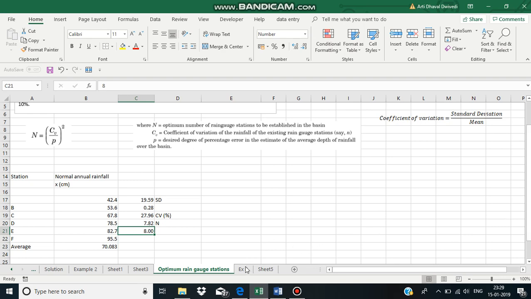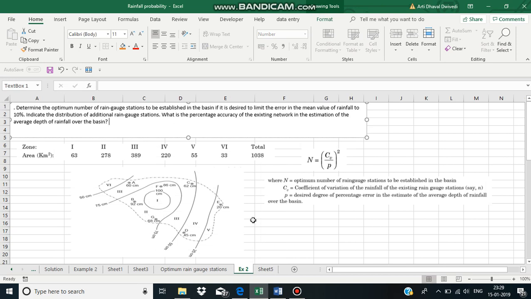Now we'll do a similar example. Let us solve this example. Now, determine the optimum number of rain gauge stations to be established in this basin if it is desired to limit the error in the mean value of rainfall to 10%. So similar to the previous problem.